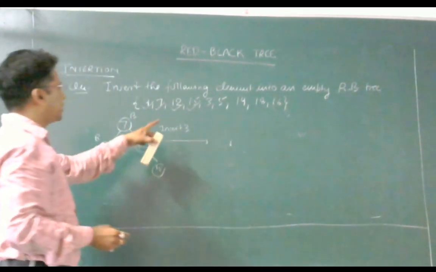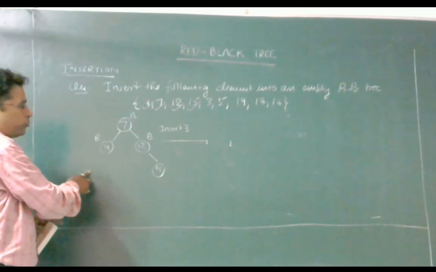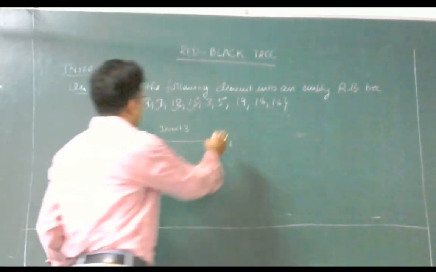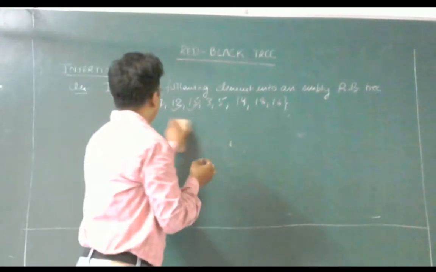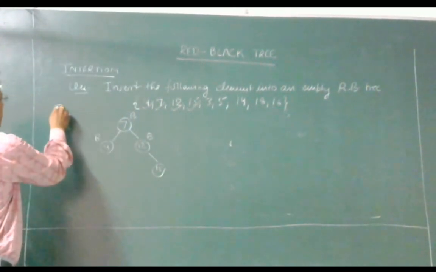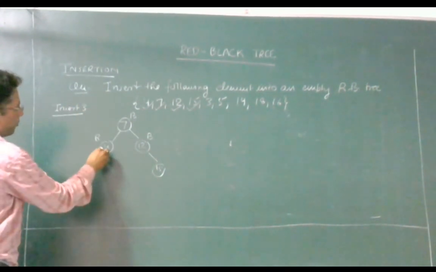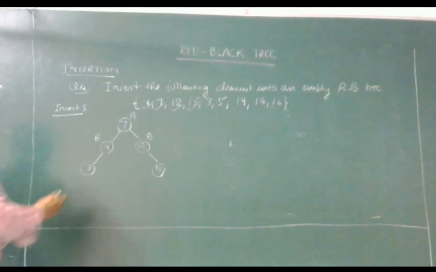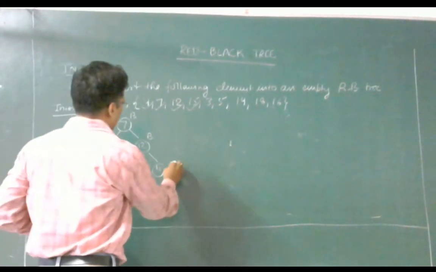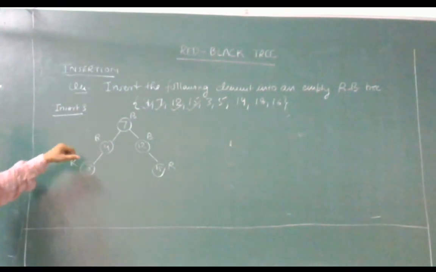When I insert 3, 3 is smaller than 4, so it would be the left child of 4. So this will become like, I just write it here: insert 3. So it would be the left child of 4 because it is smaller than 4.